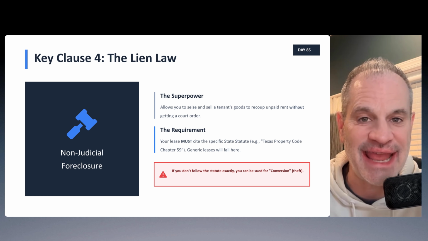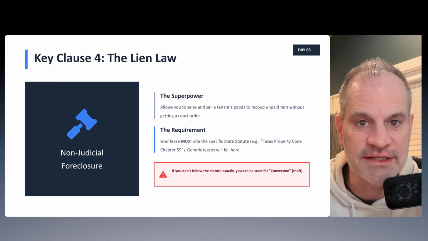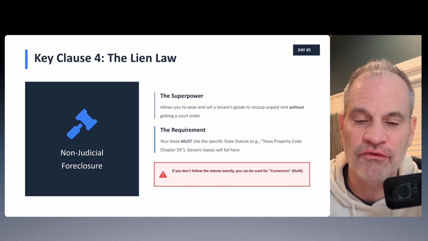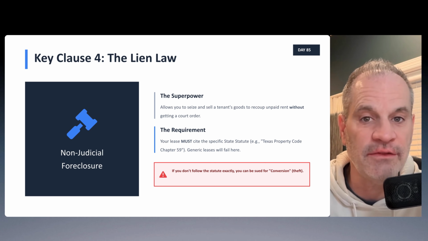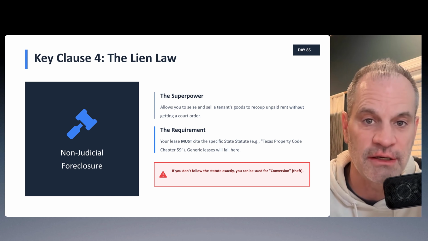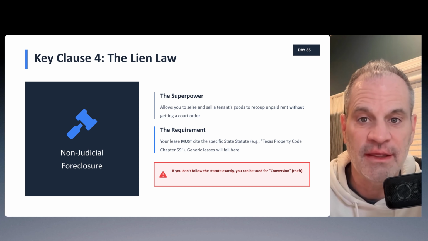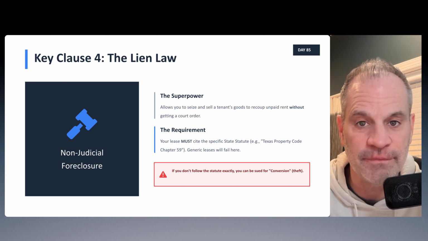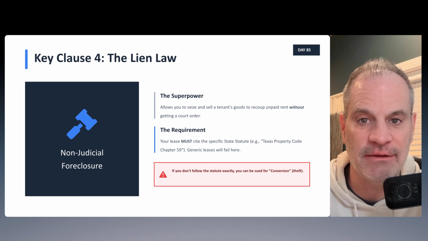The exact state, like the state of Pennsylvania, your state's, is a better way to say it, statute for self-storage liens. A generic lease will fail to do that and expose you to legal risks. If you don't follow the statute to the letter of the law, you can be sued for conversion, which is essentially theft. It's like you stole their stuff. And that is a lawsuit you will lose. So make sure your lease is state specific and legally sound.